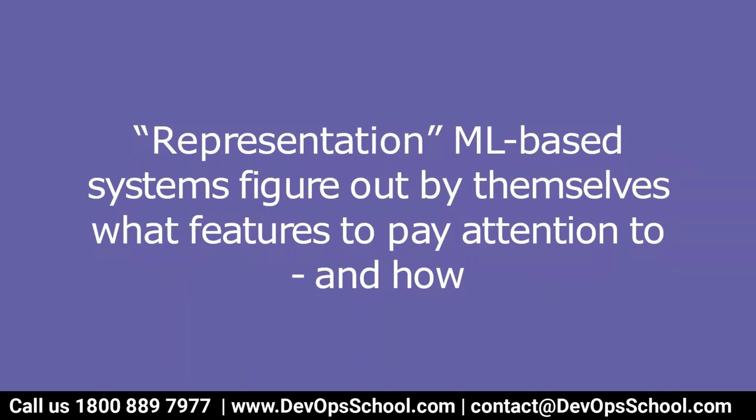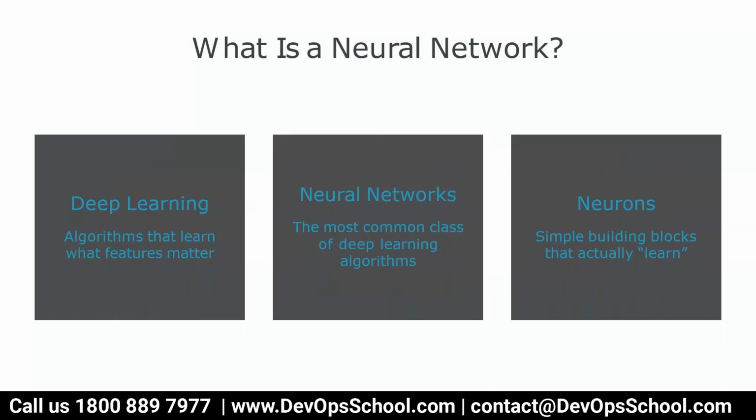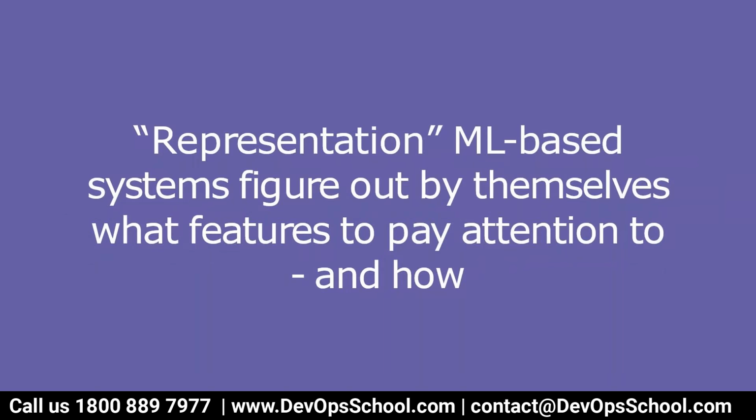Okay, so one of the most popular models we have in representational ML is the neural network. Neural networks are very popular representational machine learning models. A neural network helps you with deep learning, which is the kind of algorithm that learns what features matter. Neural networks are the most common class of deep learning algorithm, and they have neurons as simple building blocks that actually learn. So this is one of the most popular representational ML based models.